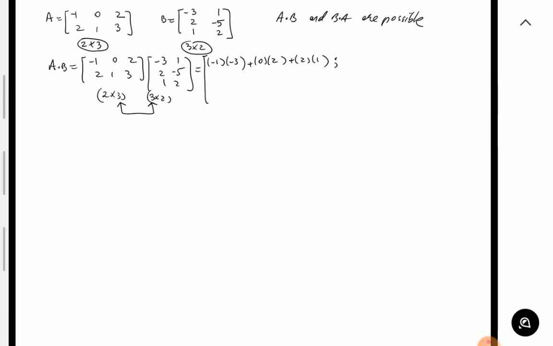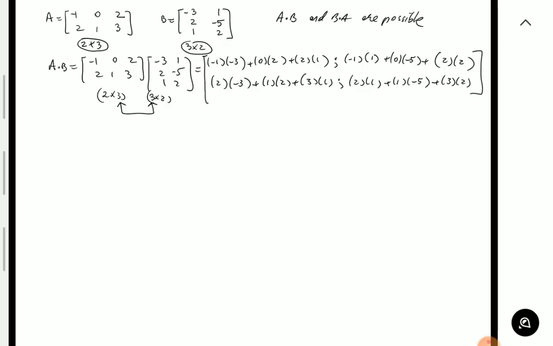Now, the other element on the same row of the product comes from row 1, column 2. So that's -1 with 1, 0 times -5, and then plus 2 times 2. Obviously the answer is going to be 2 by 2. And then finally row 2, column 1: 2 with -3, 1 with 2, 3 with 1. And then 2 with 1, 1 times -5, and then 3 and 2. And so let's simplify this stuff. We get 3 plus 0 plus 2, that's 5. And then we have minus 1 plus 4, 3. Next one is minus 6 plus 2 minus 4 plus 3, negative 1. And then 2 minus 5 minus 3 plus 6, that's 3.